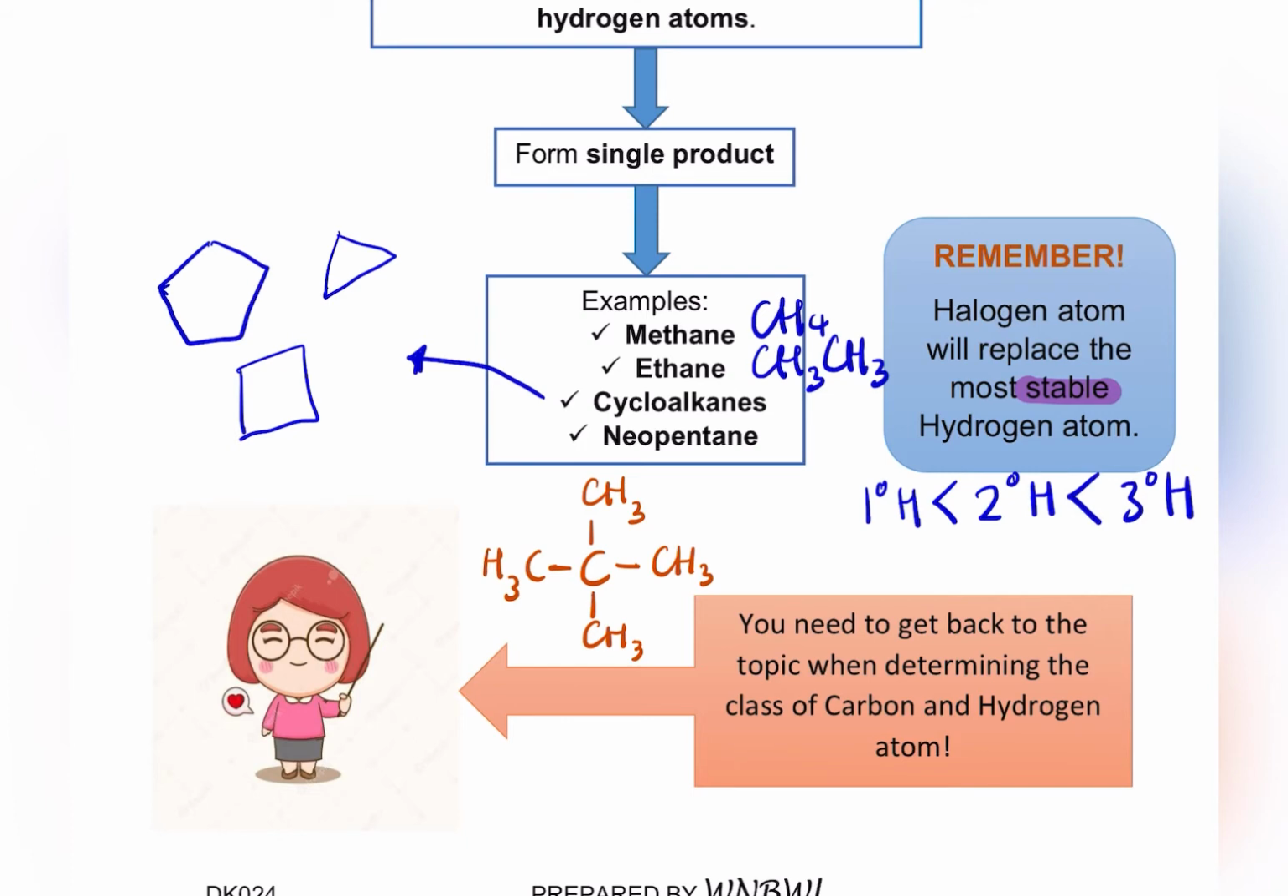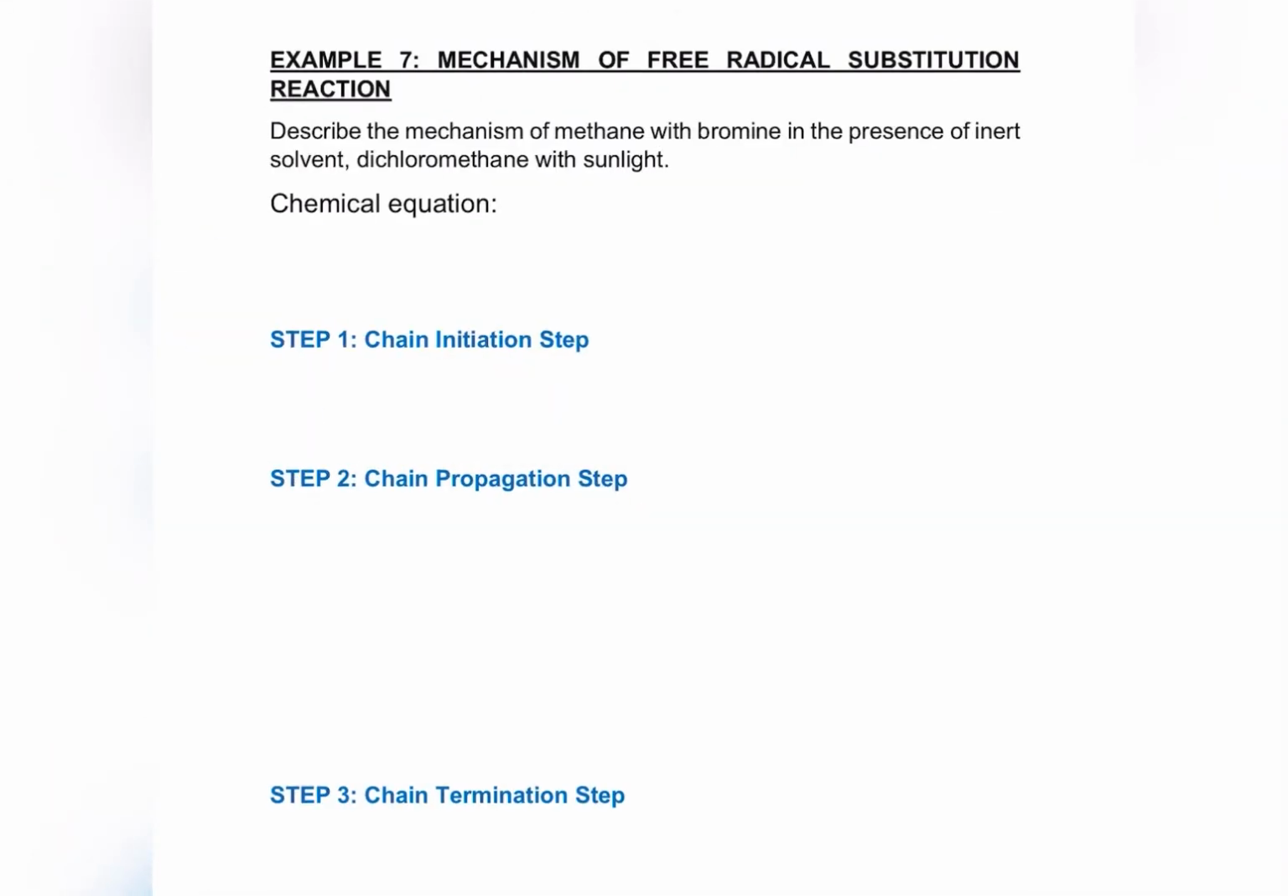Next, I'm going to use example 7 to show you how to illustrate the mechanism of free radical substitution reaction. First thing first, read the question carefully. This question asks you to describe the mechanism of methane. So please highlight here, you have methane with chemical formula CH4 with bromine.